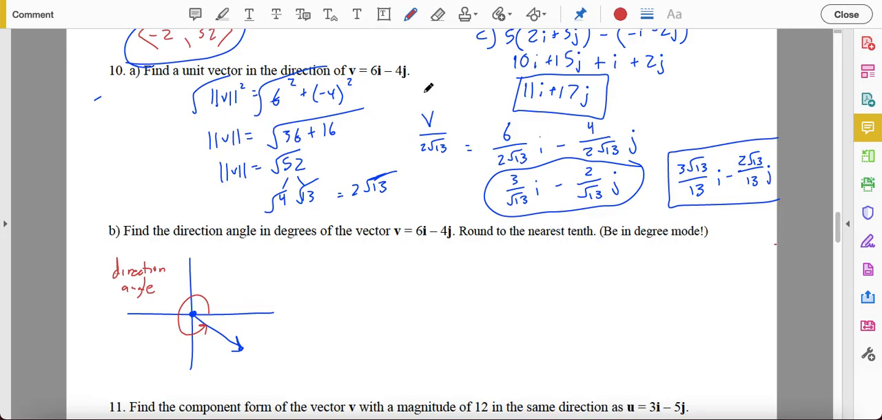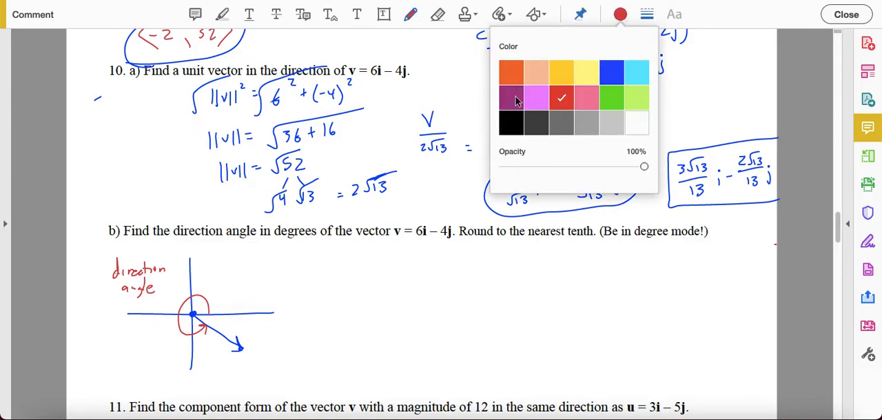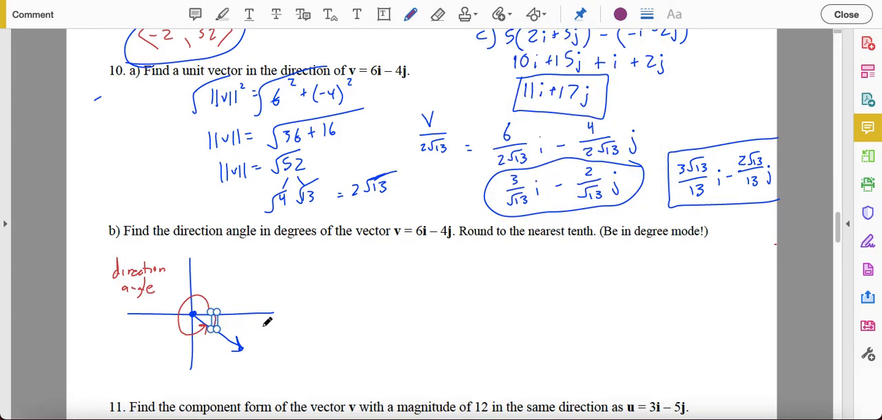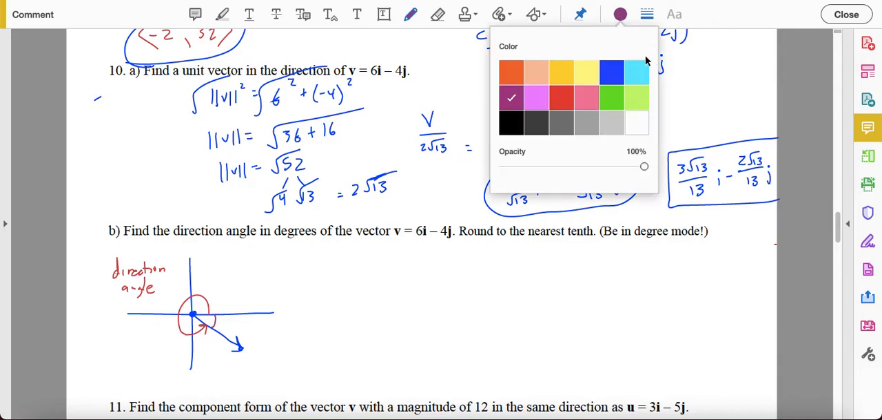So it's pretty logical if you know that for anything in the fourth quadrant, if we find this angle, the pink one, let's choose a different color actually.